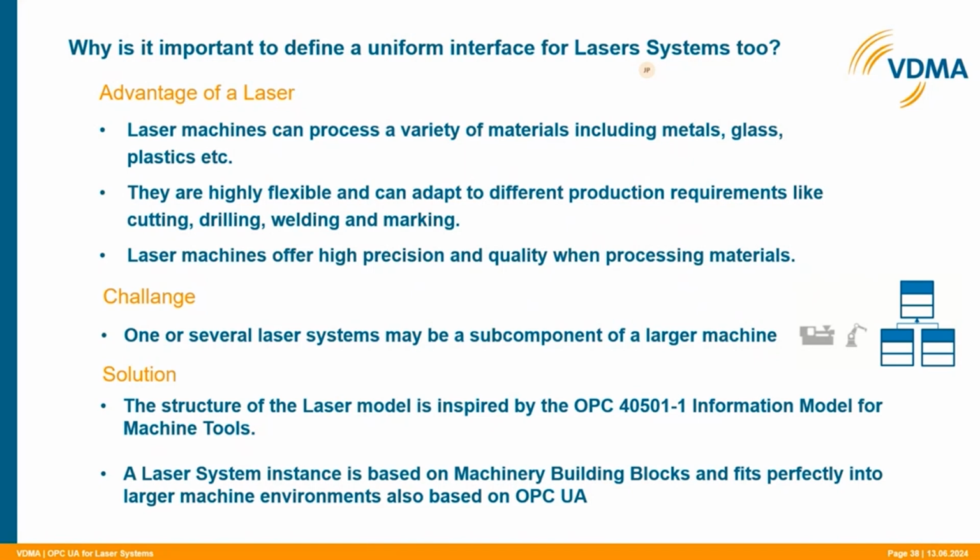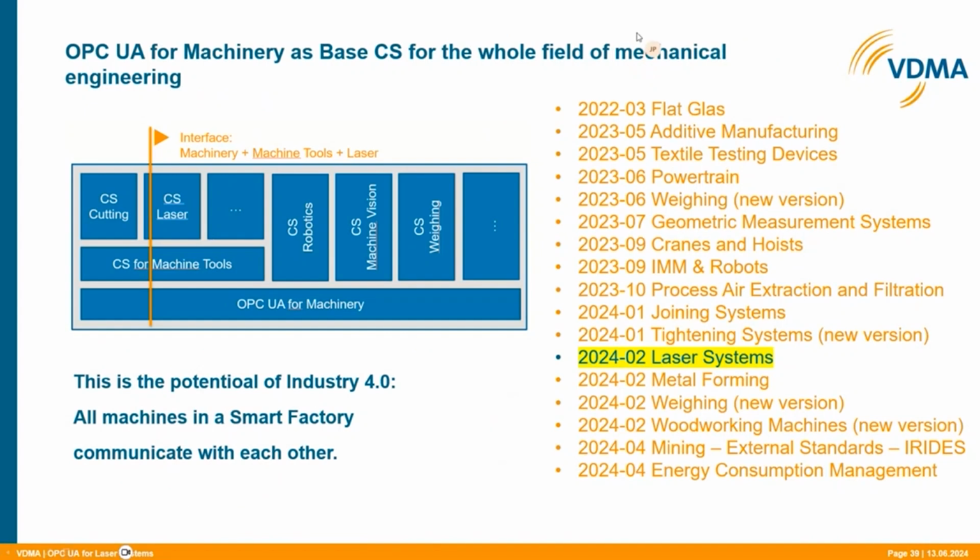So here is the big view of the use cases. And this is the big view of the interoperable information models, like Sven already showed. All those are based on machinery, or the laser in special is based on machine tools. And this makes Industry 4.0 really easy. The easier the sharing of information, the more efficient is the work.